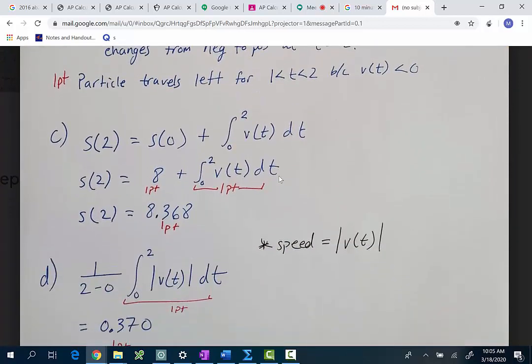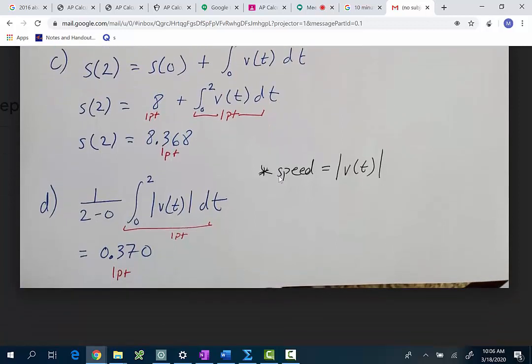Alright, part C, find the position. This is really, really standard. We've done this a bunch today. I don't think I need to go over it too much. Just s of 0 plus that integral. And then part D was a little bit different, right?